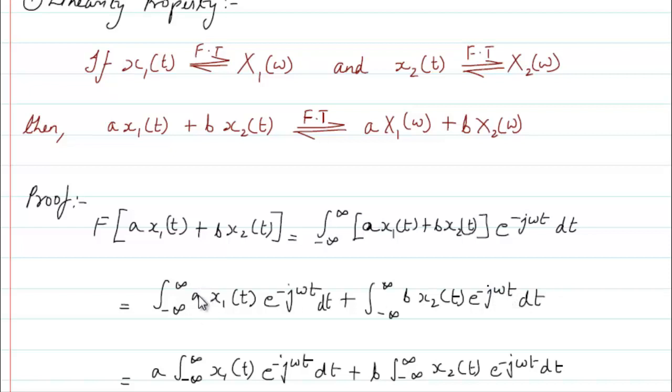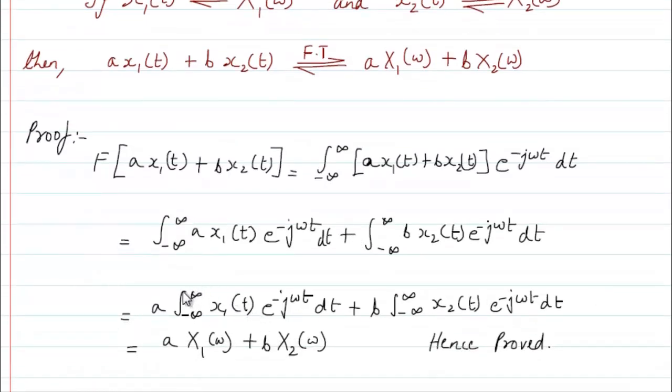Now a is a constant here, I can take it outside the integration. Similarly here b is a constant, so I can take b outside the integration, and what I will basically get is this equation where this much portion is basically what? It is the Fourier transform of x1 of t, which is x1 of omega, and this much part of the equation is the Fourier transform of x2 of t, which is x2 of omega. Hence the Fourier transform of this is going to be a into x1 of omega plus b into x2 of omega, as it has been written here. Hence this is proved.